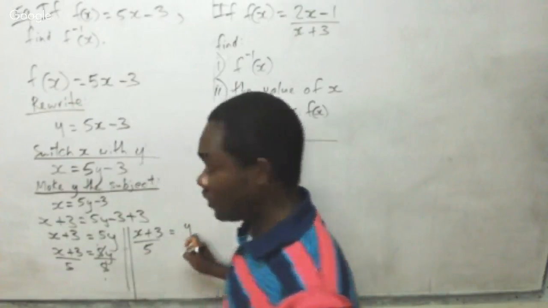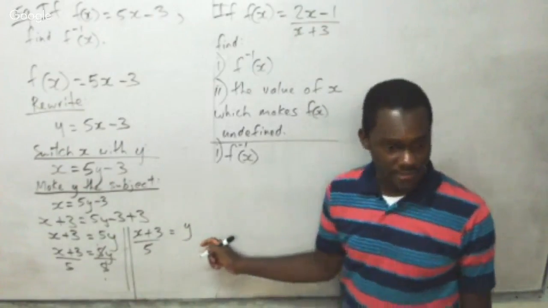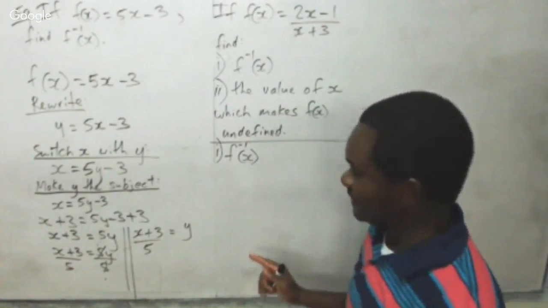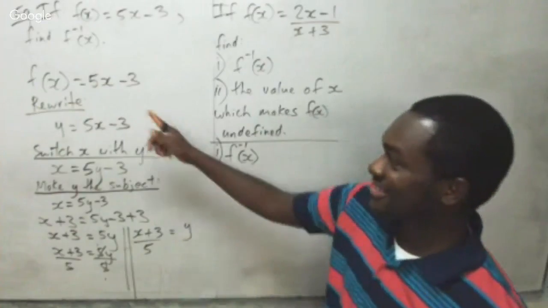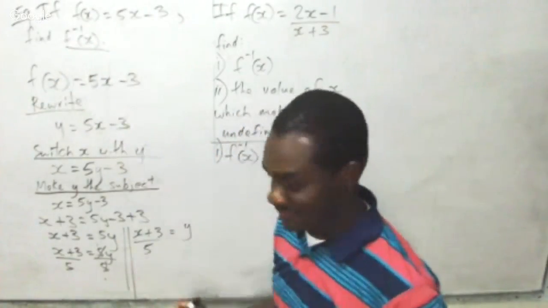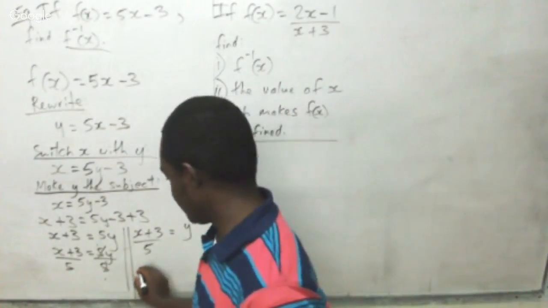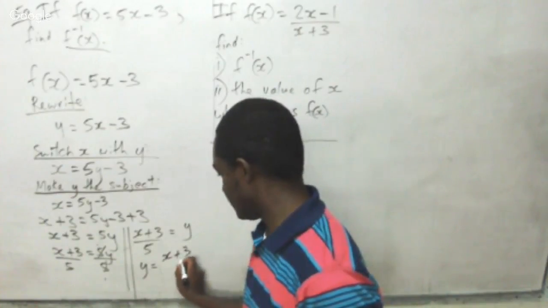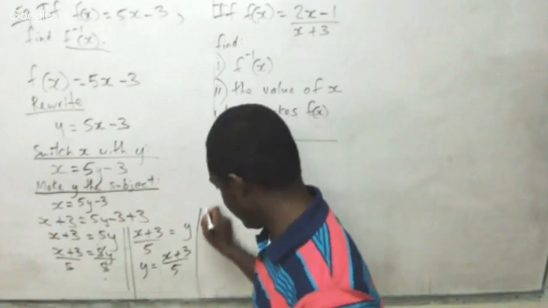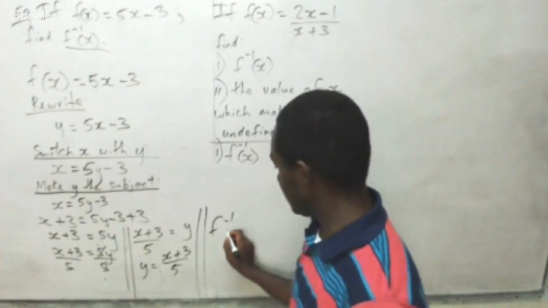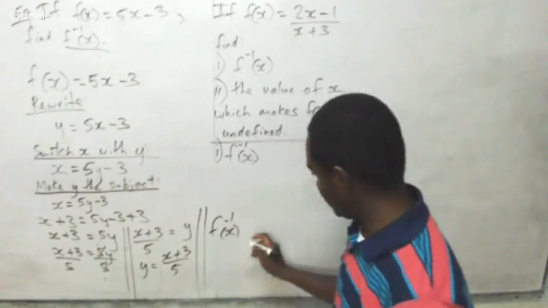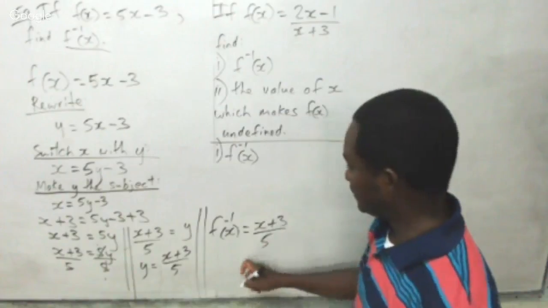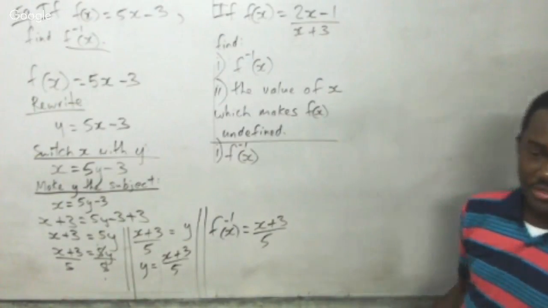Is y by itself now? Yes. So this y that you have now found is the subject, and it's also the inverse. So y is equal to x plus 3 out of 5. Therefore, f inverse of x, this y is now f inverse. So f inverse is equal to x plus 3 out of 5. That's your answer. So that's an easy one, right?